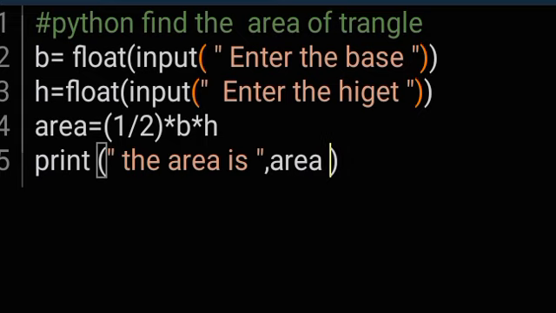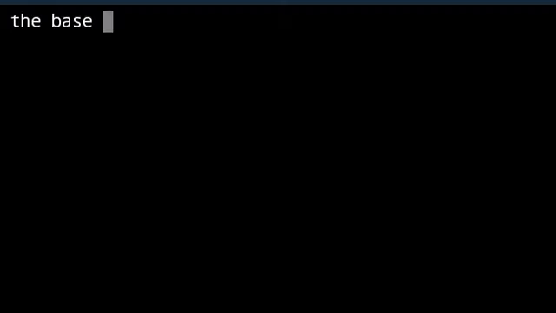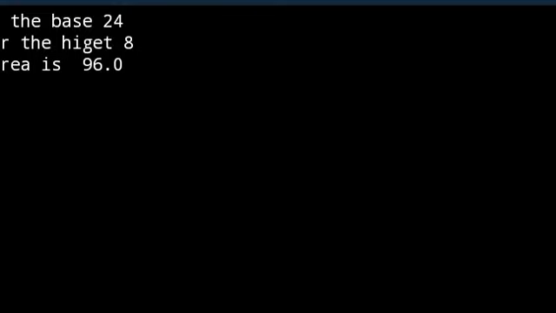So this is a simple way of writing a program to find the area of a triangle using half base times height. If our base is 24 and our height is 8, the result is going to be this.